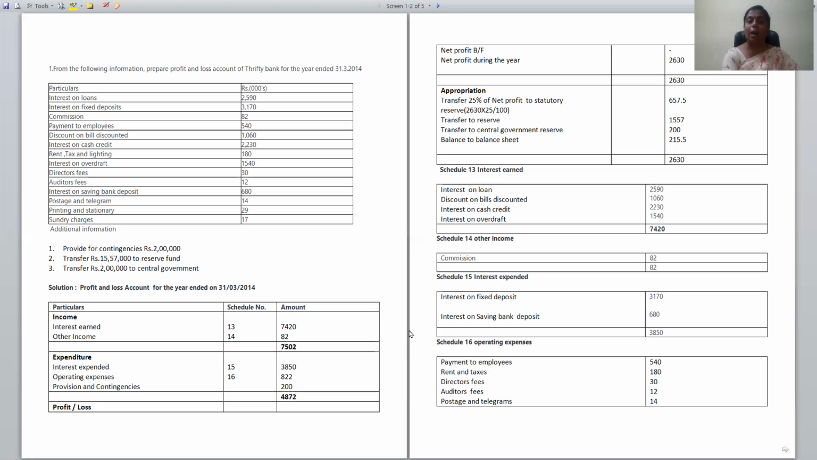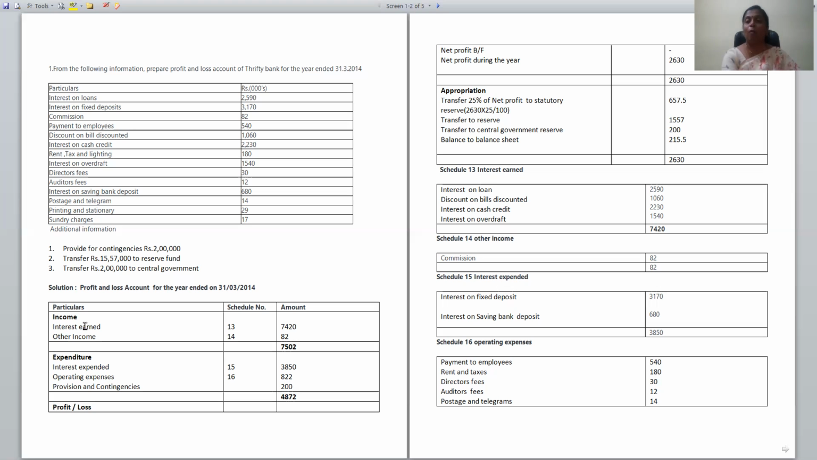Transfer rupees 15,57,000 to reserve fund. That will be in our appropriation. You can check here, after making an appropriation for statutory reserve, we have to transfer to our reserves what is there for your central government as well as your reserve fund. So you have to remove 3 zeros, as the entire problem was excluding the 3 zeros. So once you are done with the entire schedules, we need to consolidate. So we will check how it is reflected in our profit and loss account.